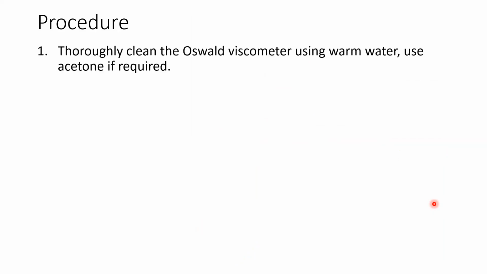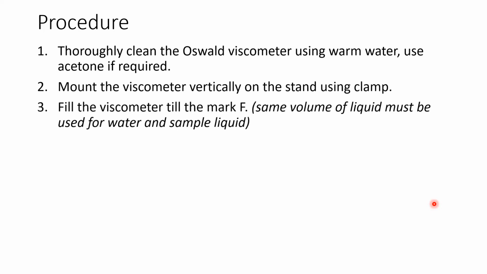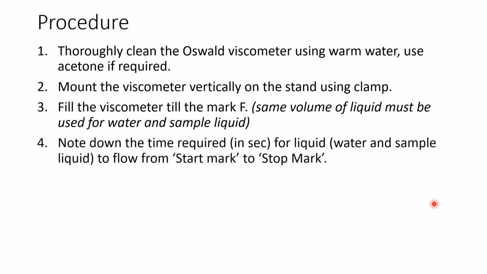Now let us once again revise the whole procedure. Thoroughly clean the Oswald viscometer using warm water. Use acetone if required. Mount the viscometer vertically on a stand using a clamp. Fill the viscometer till the mark F. The same volume of liquid must be used for water and sample liquid. Note down the time required in seconds for the liquid, that is water and sample liquid, to flow from the start mark to the stop mark. Repeat the above step 3 times.